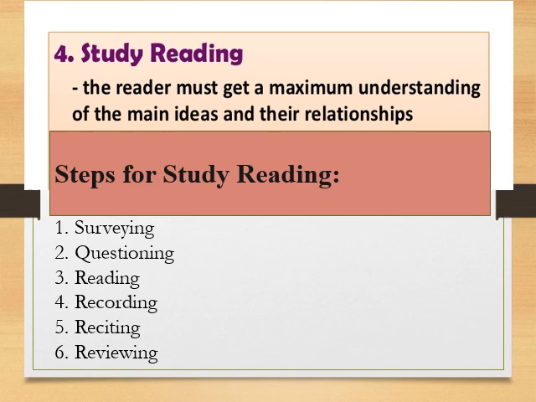Fourth type of reading is study reading. That is the reading to get the maximum understanding of the main ideas and their relationship for the study purpose. There are different steps of study reading: surveying, questioning, reading, recording, reciting, and reviewing. First is surveying, when you survey or collect the data for making notes or for making an assignment or any project.